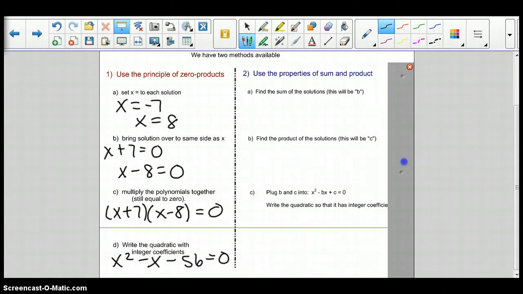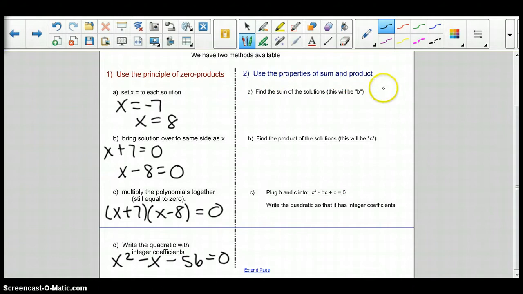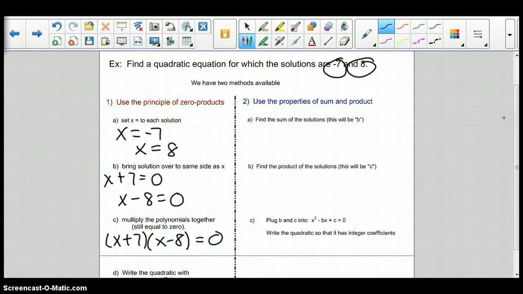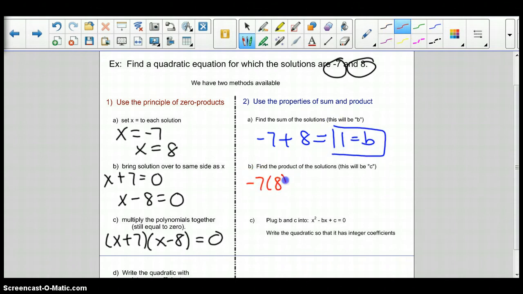There's another method here, which some of you may or may not like more. We're going to use the properties of sum and product. So again, we're going to follow these steps. Find the sum of the solutions, and this will be your B. So I'm going to write this as negative 7 plus 8, which we know is 1. So that's our B. And our product, we have negative 7 times 8 equals negative 56. And as it says here, that will be our C.